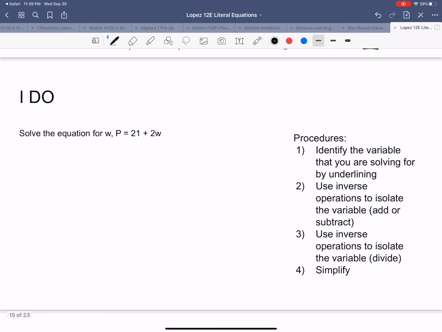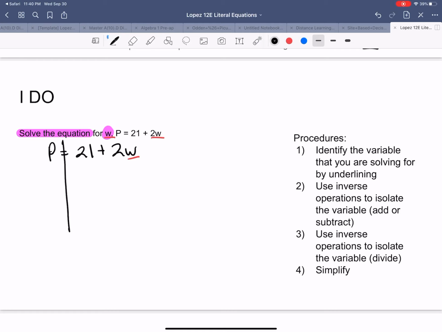Now we're down to the actual literal equation. So these pop up every so often, and so it's important to always follow your steps and read the problem carefully. So solve the equation for W. Okay, doesn't sound any different from what we've been doing. So my equation that they gave me is P equals 21 plus 2W. What I'm going to do is underline everywhere where I have a W. So, again, doing what we've been doing.